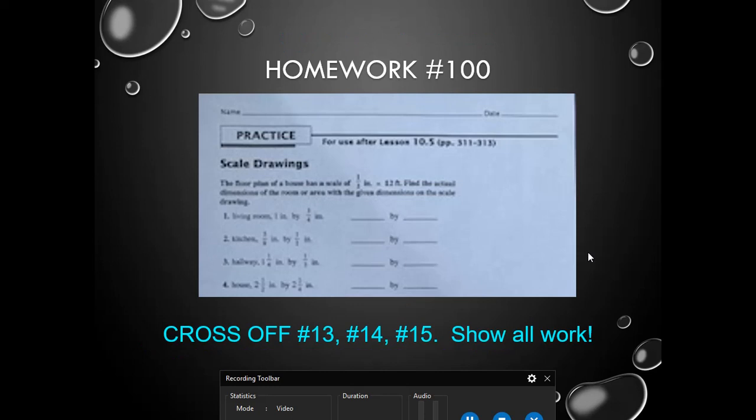This is homework number 100. They're going to provide a scale in all portions of this homework, so you won't have to measure anything. You can cross off number 13, 14, and 15. Make sure you show all your work when you're calculating 1 through 12. You can do stuff in the blank space, and you can do work on the back.